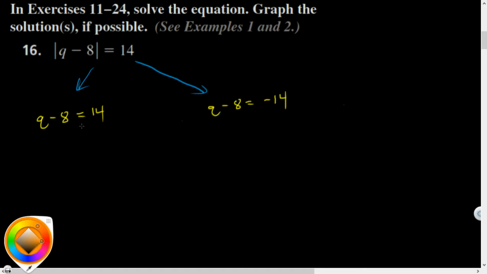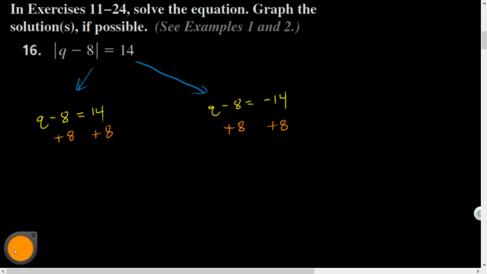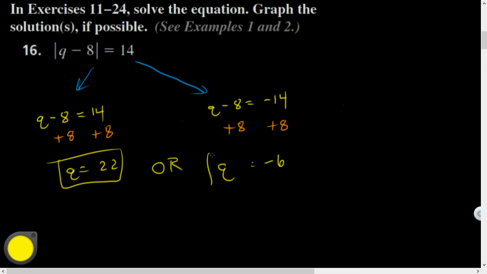And now I just solved both of these cases normal style. What's the inverse of subtracting 8? Add 8, add them, both sides. And hey, conveniently, that's the same first step over here. What do you know? So I'm going to have Q equals 14 plus 8 is 22. Or, because there's two possible answers, Q equals, looks like negative 6. So I get two answers to this problem. Yeah, so that's interesting. A math problem with two answers.